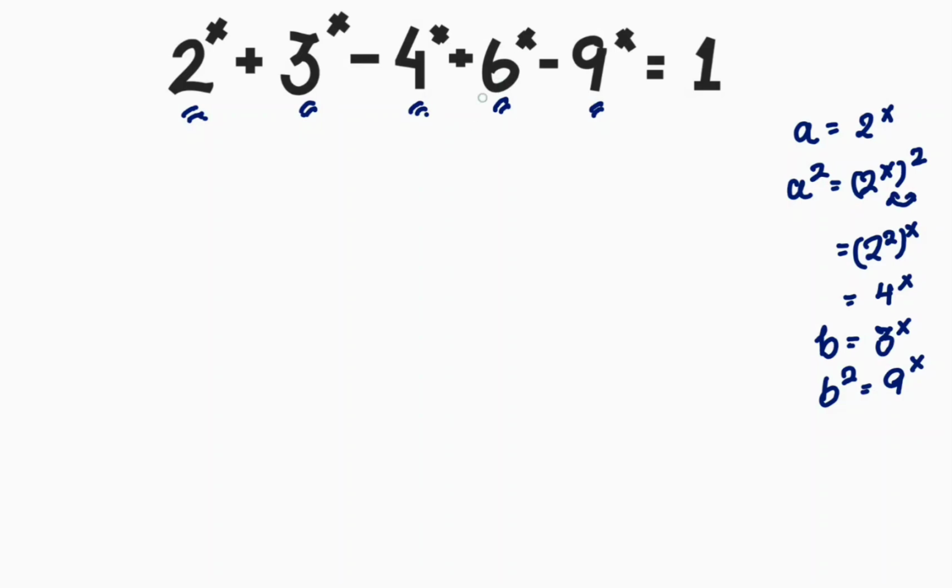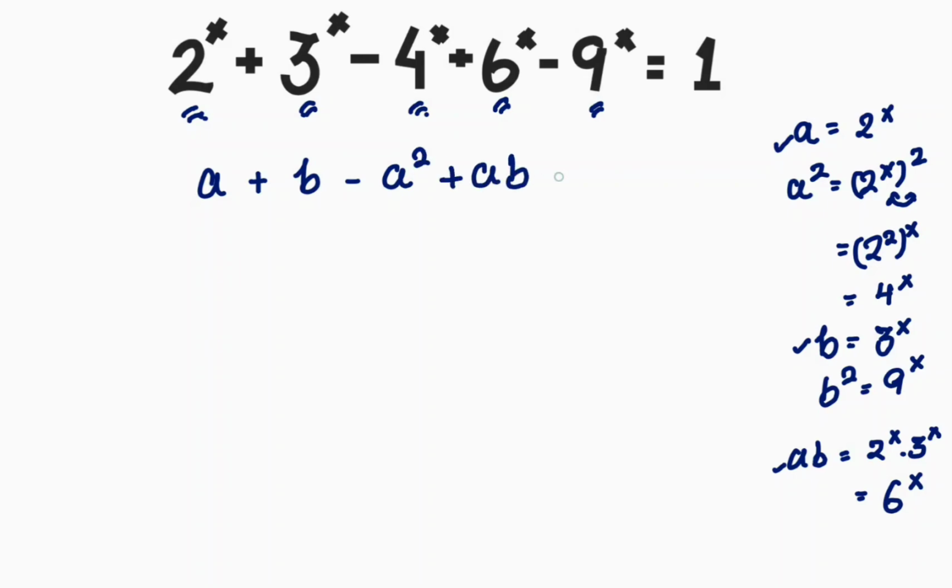Now for 6 raised to the power x, I won't take it as c. I'll multiply a and b, which will be 2 raised to the power x and 3 raised to the power x. This will become 6 raised to the power x. Let's simply put all these values in this equation. This will become a plus b minus a square plus ab minus b square equal to 1.